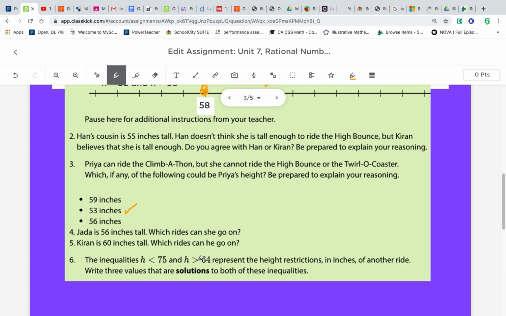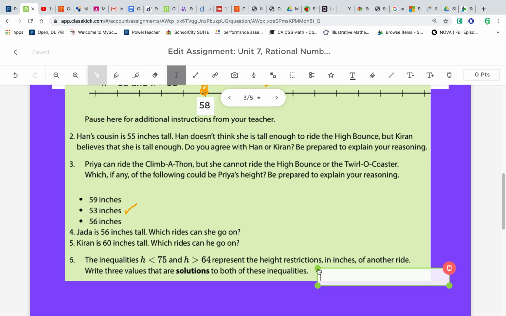So let's think of something, first of all, that's greater than 64. Well, greater than 64, 65 is. Now, is 65 also less than 75? Yes. Okay, and 66, yep, that's going to work as well. And I can keep going all the way up to 74. So anything between those we can choose. But if it was 75, then that would be too much because it has to be less than 75. So those are our choices for that one.